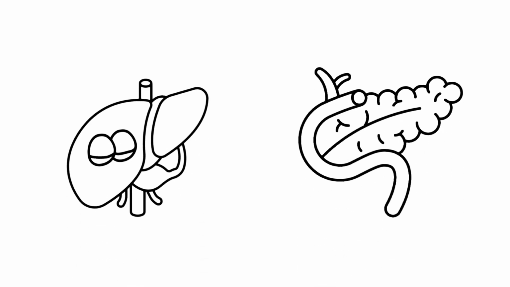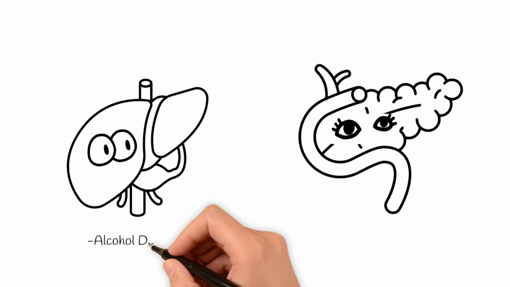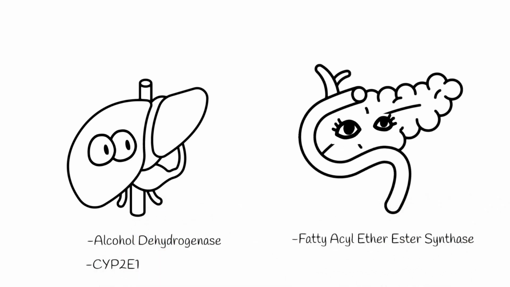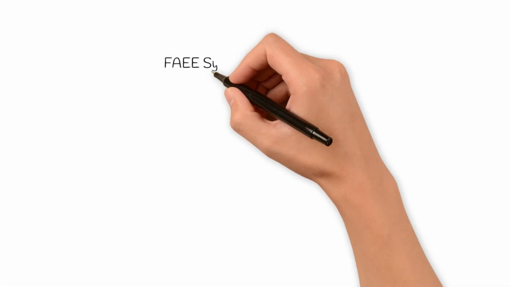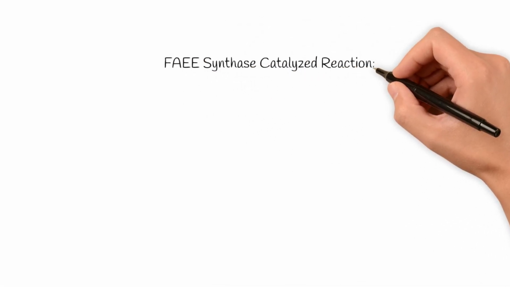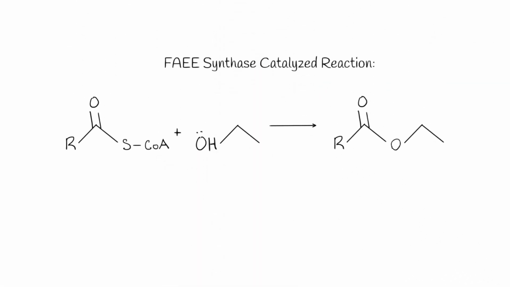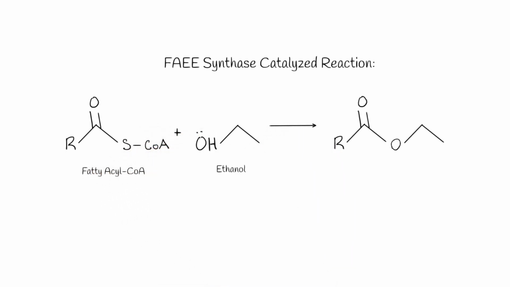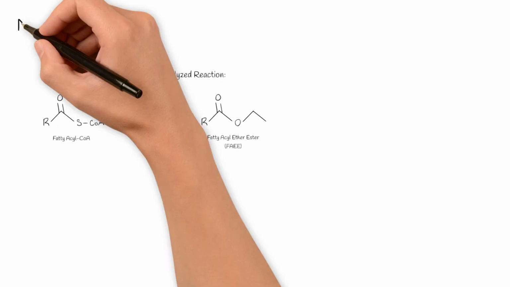Compared to the liver, the pancreas has a lower concentration of ADH and CYP2E1 and a higher concentration of FAEE synthase. FAEE synthase catalyzes the second route for alcohol metabolism, combining ethanol and fatty acids to form fatty acyl ether esters, or FAEEs, in what's known as the non-oxidative pathway.